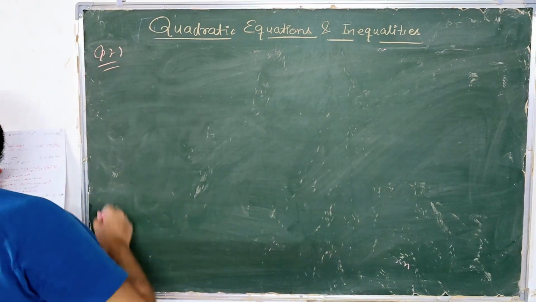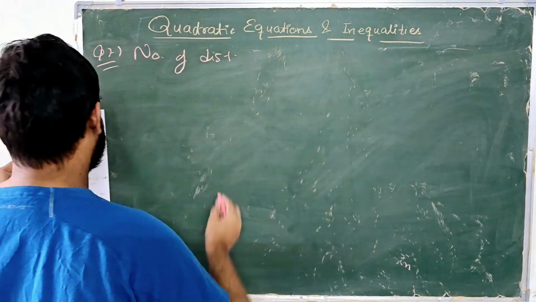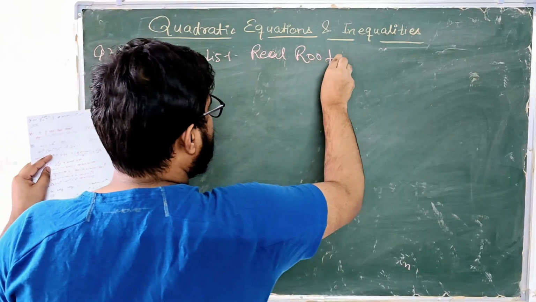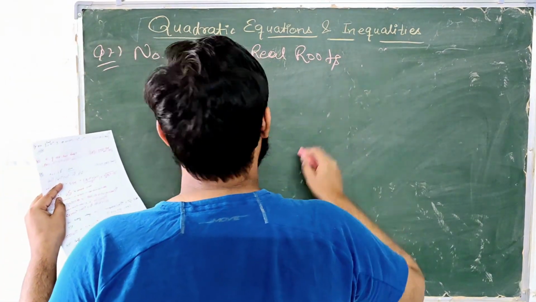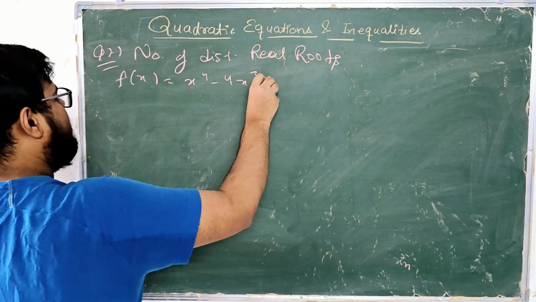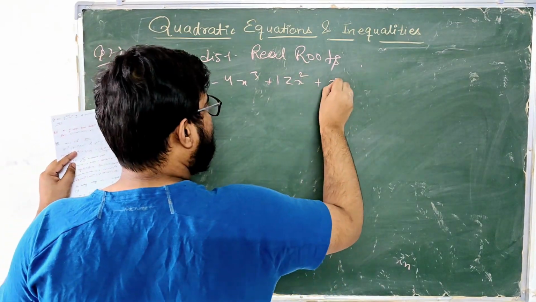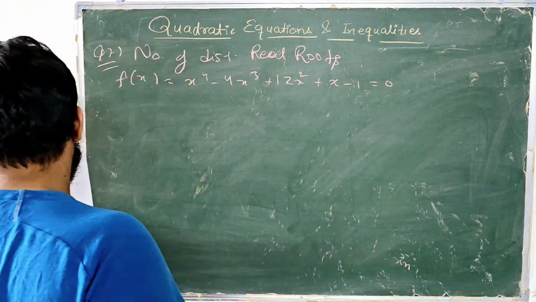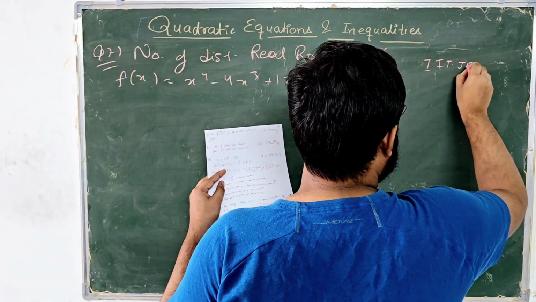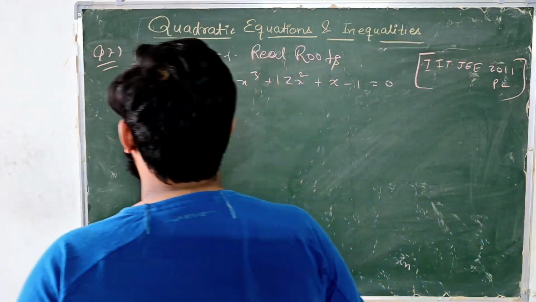Question 7. Number of distinct real roots of the function x raised to the power 4 minus 4x cube plus 12x square plus x minus 1 is equal to 0. Okay, and it is from IIT JEE 2011 paper 2.